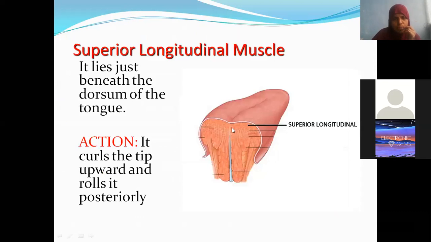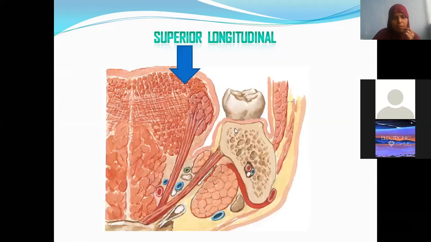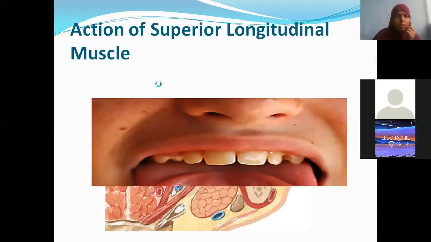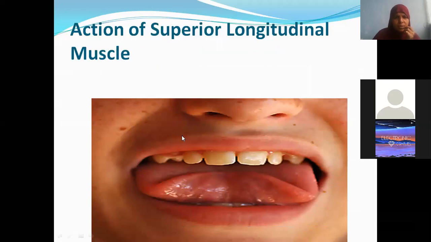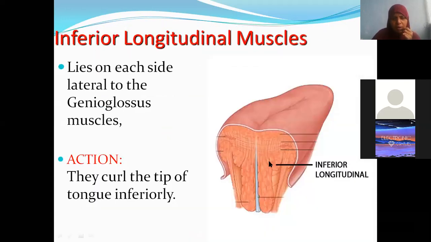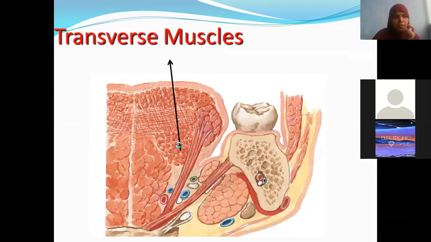So see here, this is the superior longitudinal muscle, which is lying just beneath the dorsum of the tongue. It curls the tip inwards and rolls it posteriorly. I have pictures which are showing the movements also. In the section it looks like this, just below the dorsum. This is superior longitudinal, to roll it backwards. Then we have inferior longitudinal. It lies on each side lateral to the genioglossus muscle. It curls the tip of the tongue inferiorly, downwards, like this. Okay, this one, inferior longitudinal.